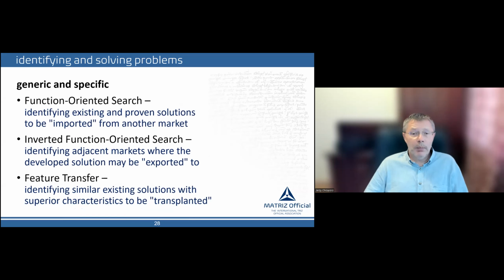Again, this is more about the thesis subject, the intellectual content, the main thing in the thesis, rather than writing. Fortunately, TRIZ offers at least 3 tools that may be useful here. Function-oriented search may help in finding a needed solution in another application area, as we know. The inverted function-oriented search was specifically created to identify new potential markets for a developed solution.